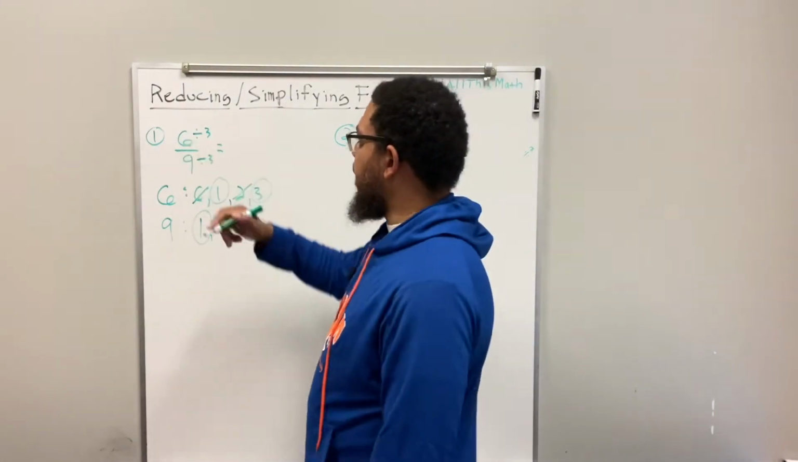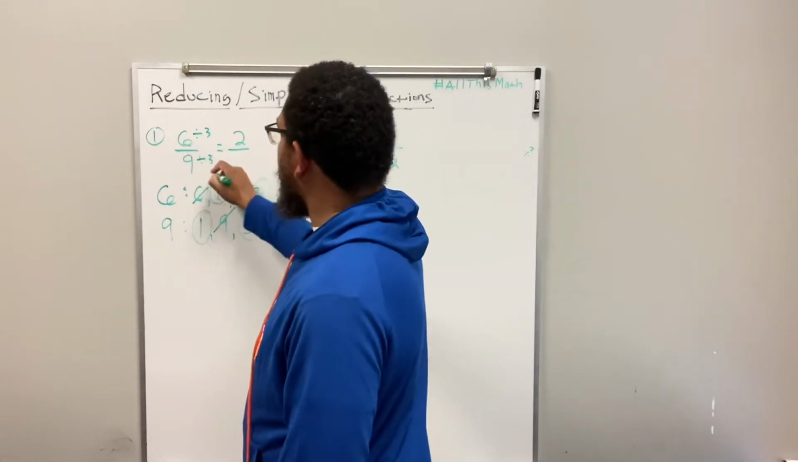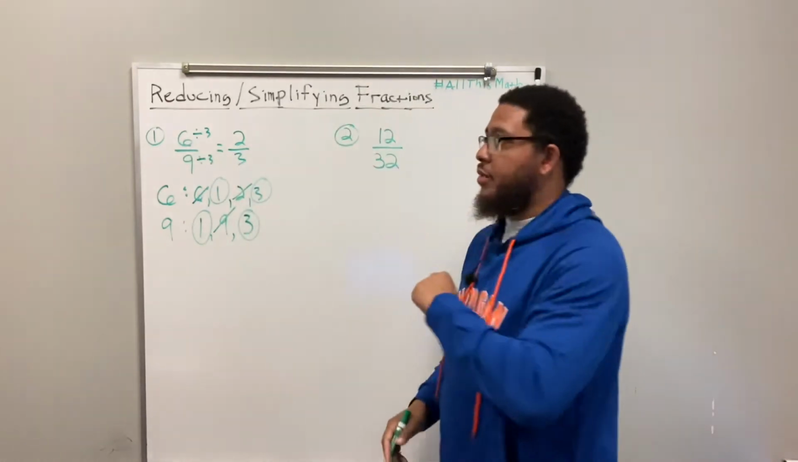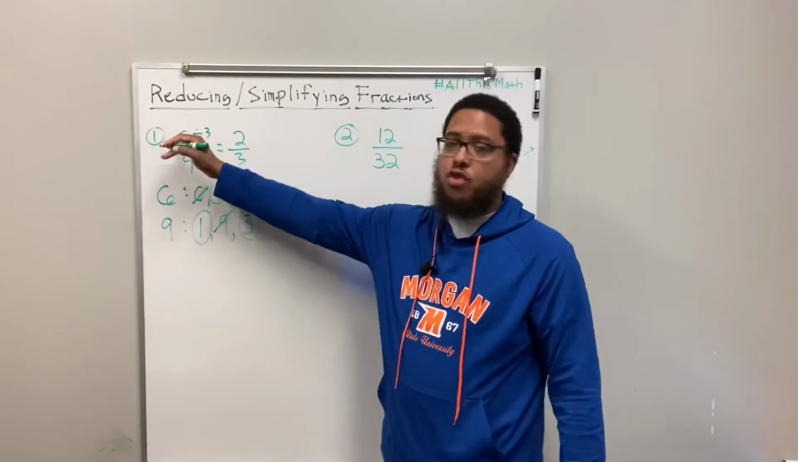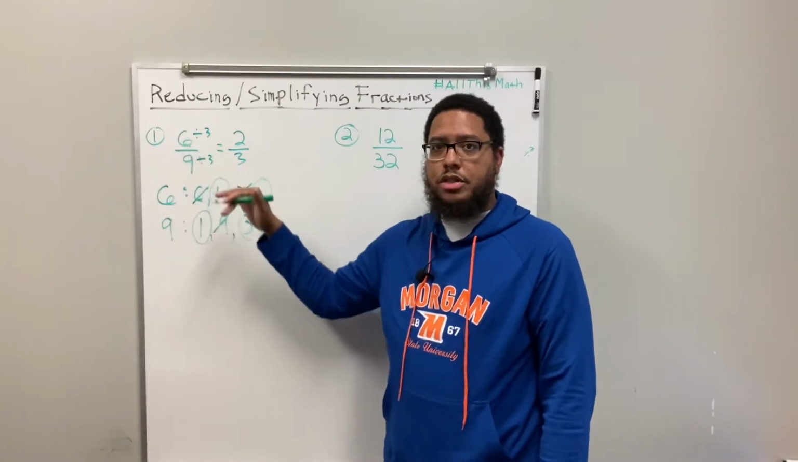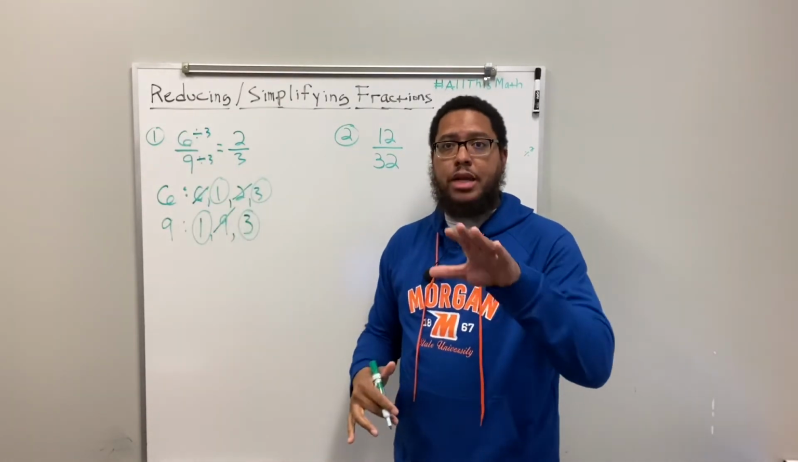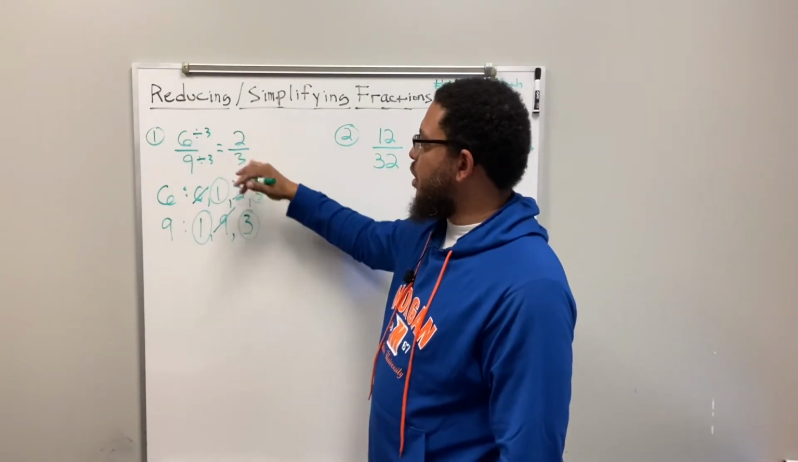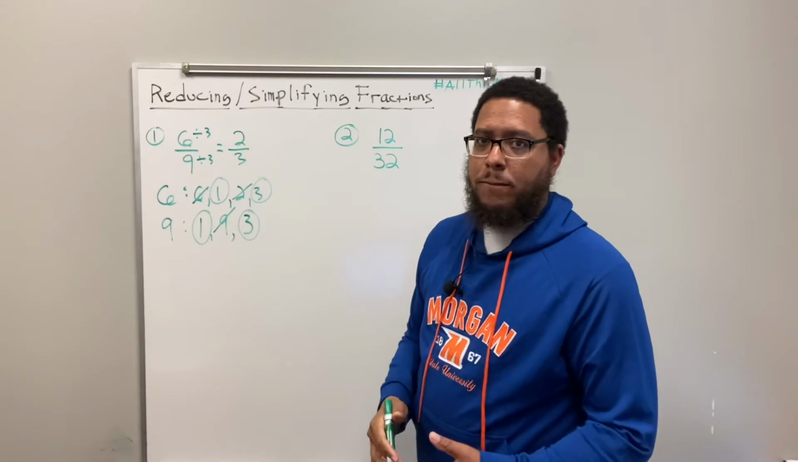So 6 divided by 3 gives me 2. 9 divided by 3 gives me 3. So now I'm finished. 2/3 is the simplified form of 6/9. Now the reason I know that is because the greatest common factor between these two numbers is a 1, right? And it's got to be.